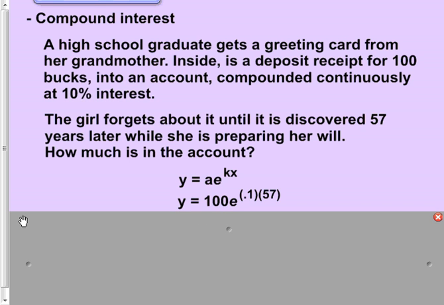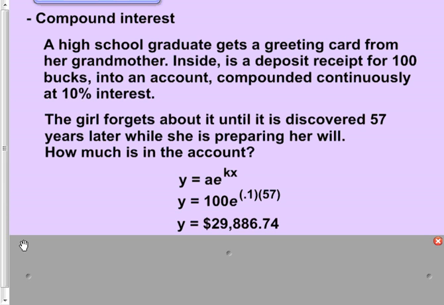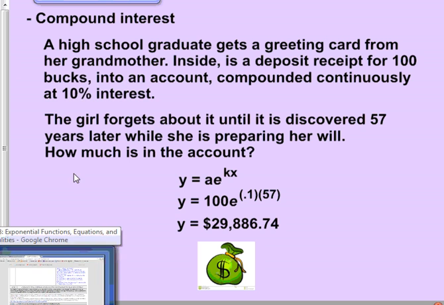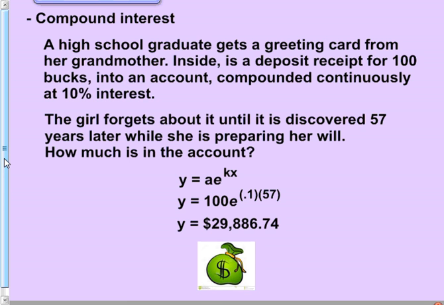So our problem will look like this: 100 times e to the 0.1, that's our 10%, times 57 years. After 57 years, $100 grew into $29,886.74.